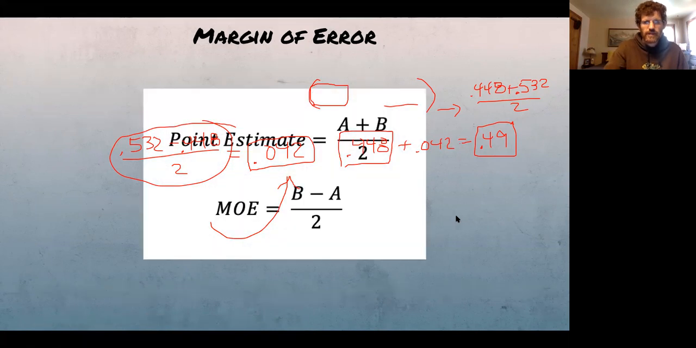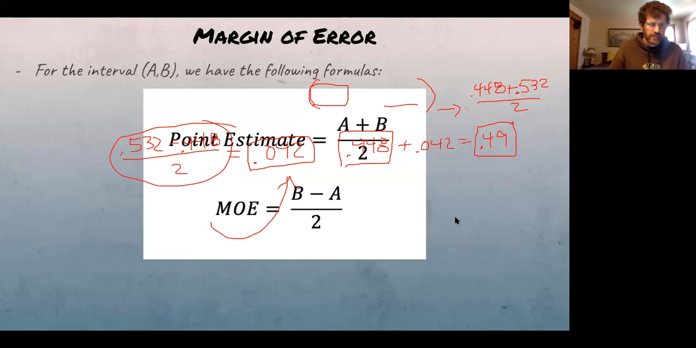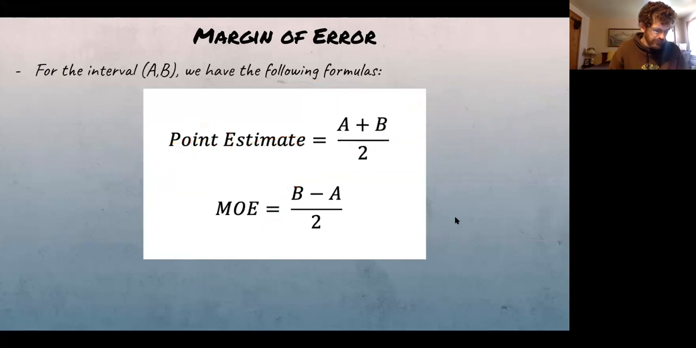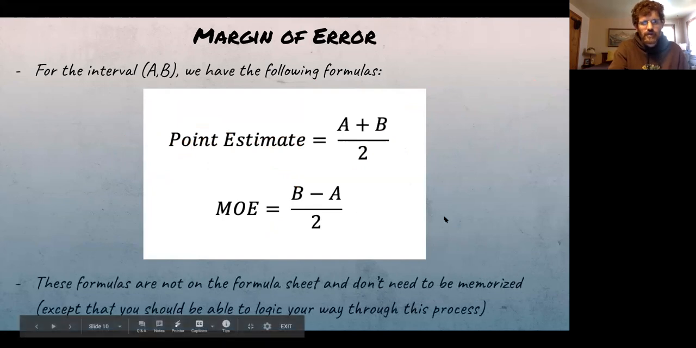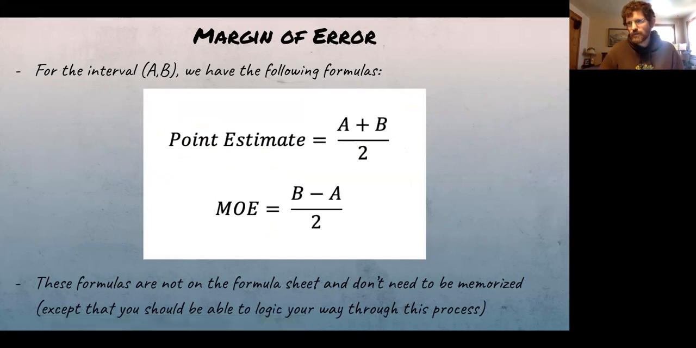So let's look at this. And these are kind of the two formulas. So if you have any interval from A to B, we could get a point estimate by getting the average. We could get the margin of error by getting the difference and dividing that by 2. And just to summarize this, these are not on the formula sheet. They don't need to be memorized, but you should be able to approach this kind of problem and, using your mathematical knowledge, work your way through it.